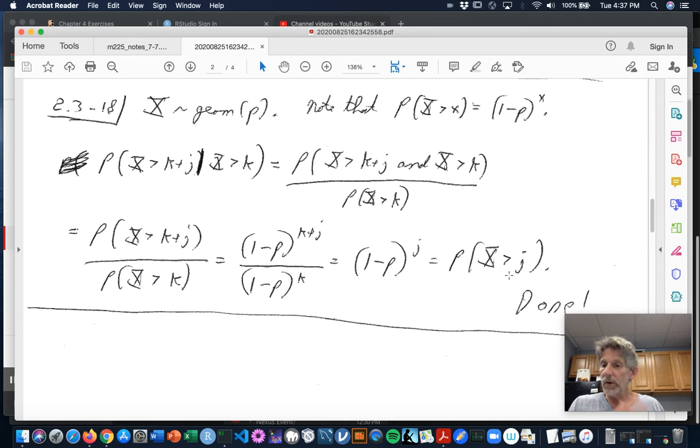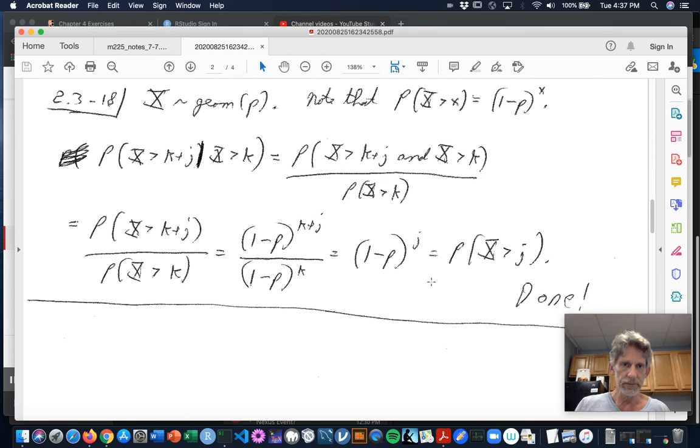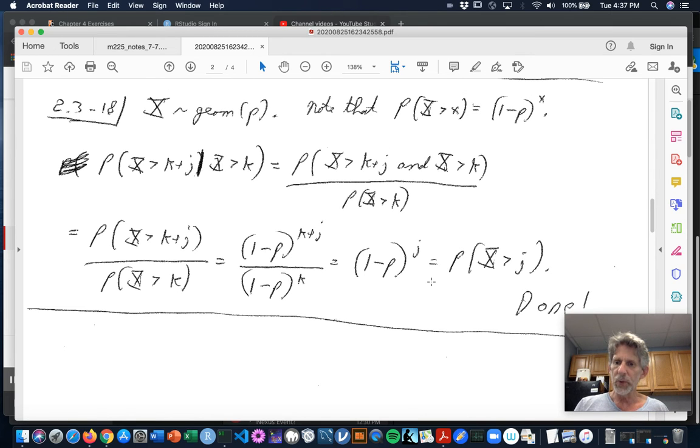What happens on the previous trials has no effect on what happens on future trials. The fact that you haven't had your success yet does not affect what happens in the future. It's still geometric going forward in terms of waiting for that first success. That's basically what's going on here. Super useful, interesting fact. We call this the memoryless property of the geometric random variables.